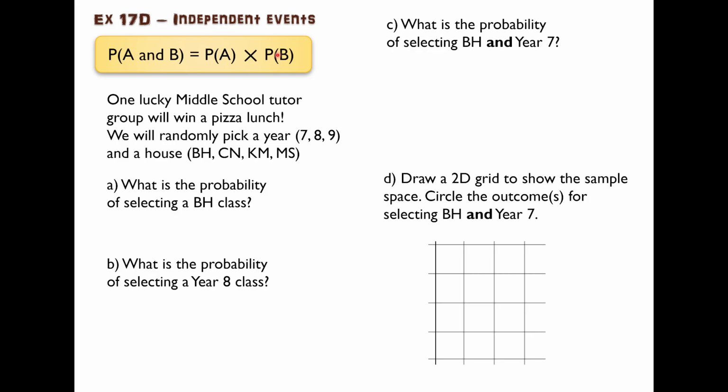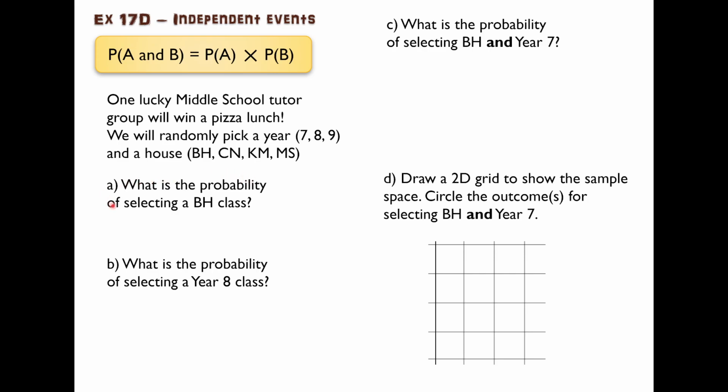Let's look at an example to see how this works. In this example, one lucky middle school tutor group will win a pizza lunch. We will randomly pick a year out of 7, 8 and 9 and a house out of BH, CN, KM and MS. Let's think about these two things separately first.